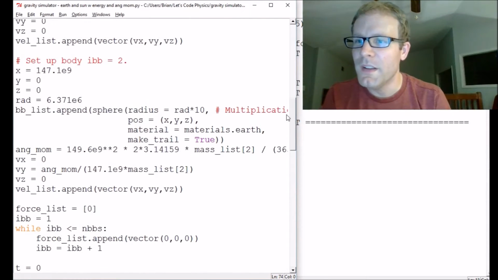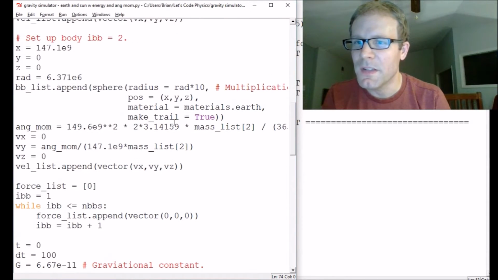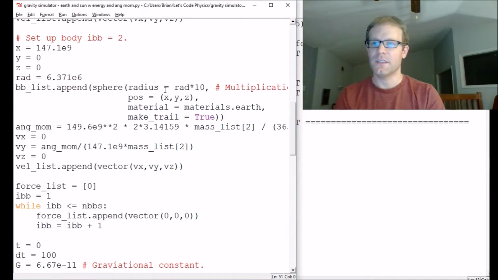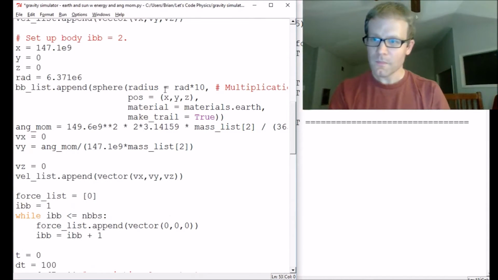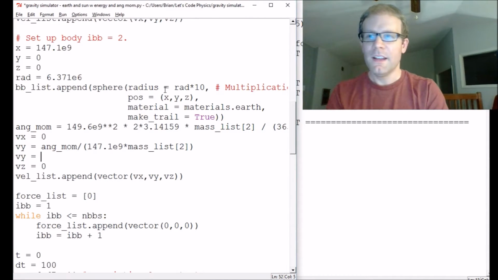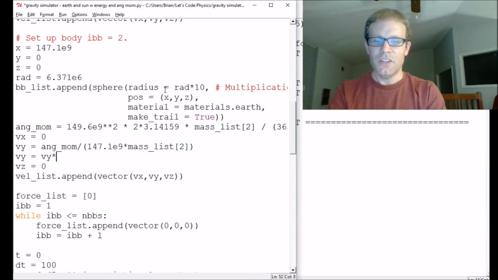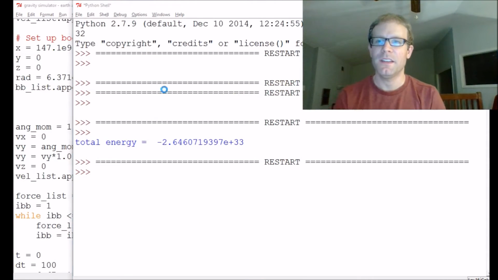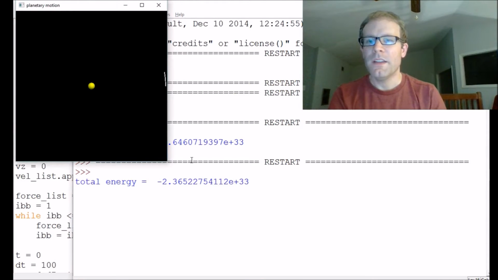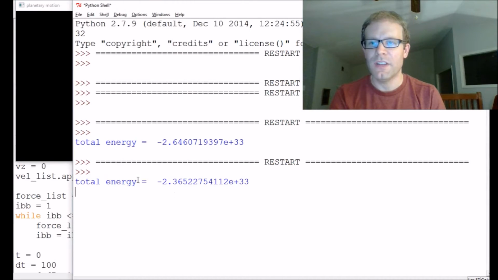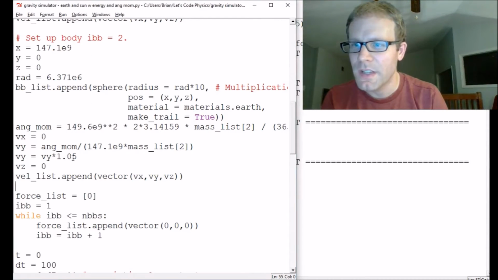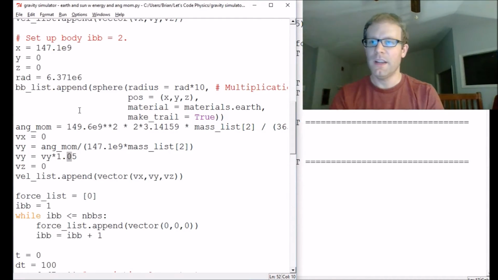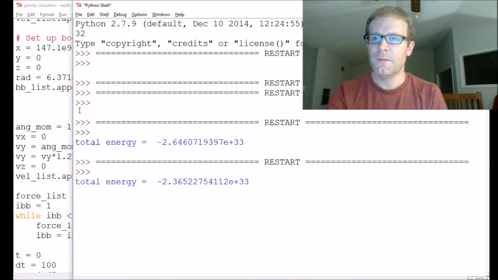So let's see here. Where am I calculating the Earth's speed currently? Here's where I'm calculating the Earth's speed. So we're going to put in an extra line here. Let's say we give the Earth just, I don't know, let's say 5% more speed than it currently has. Let's see what happens here. Okay, so we still end up with a negative total energy. It hasn't changed by that much. So we can actually change this by a little bit more. Let's try giving this thing 20% more speed.